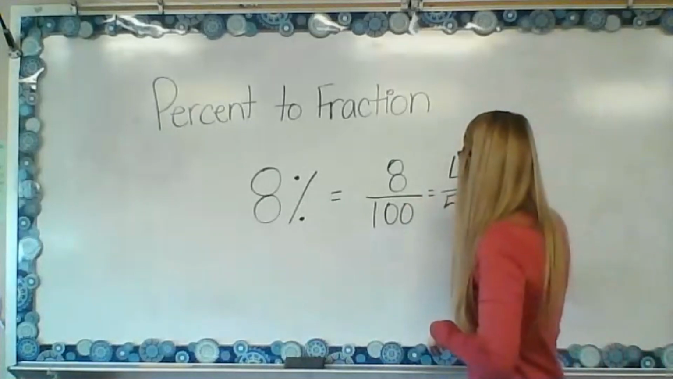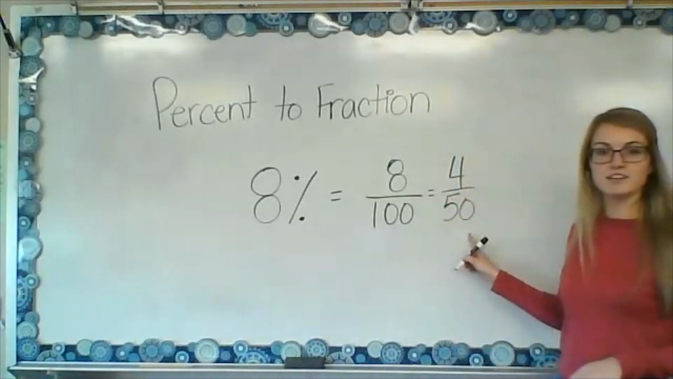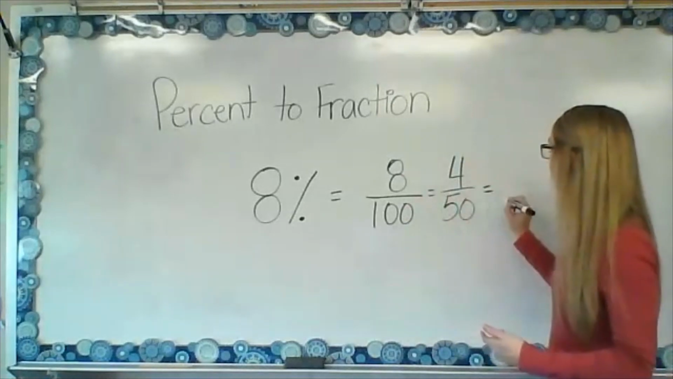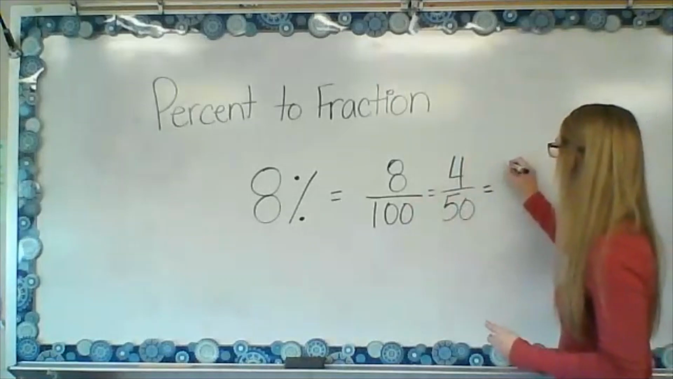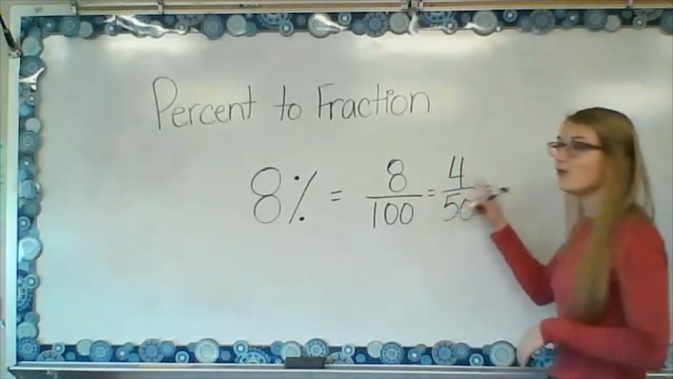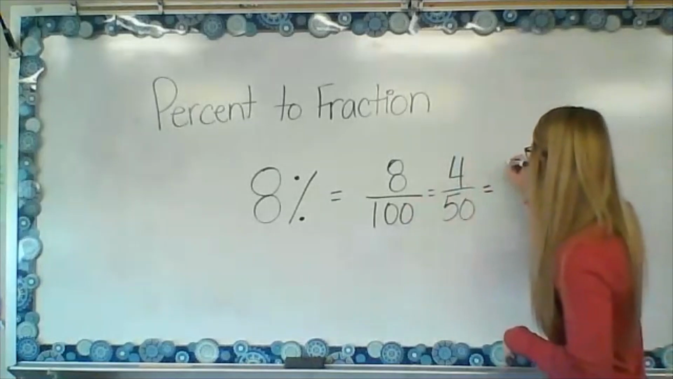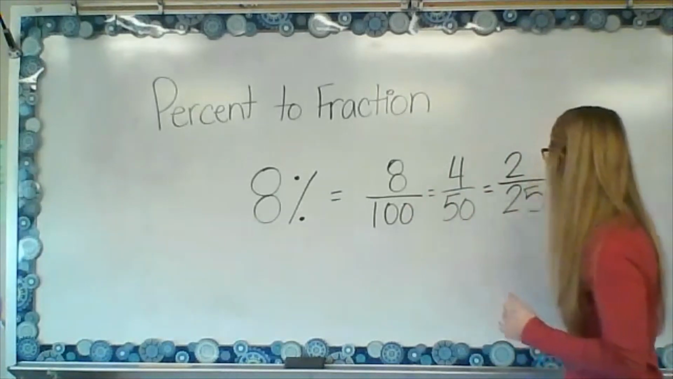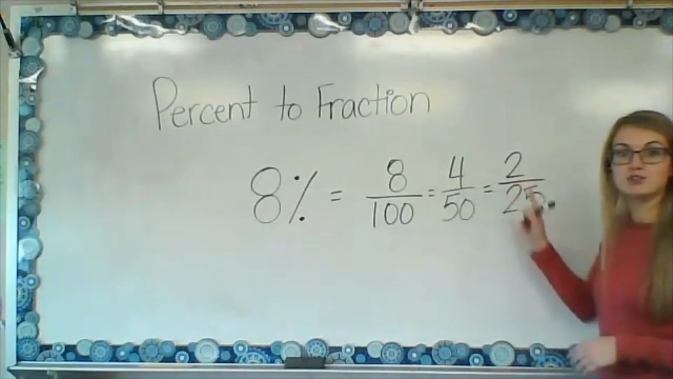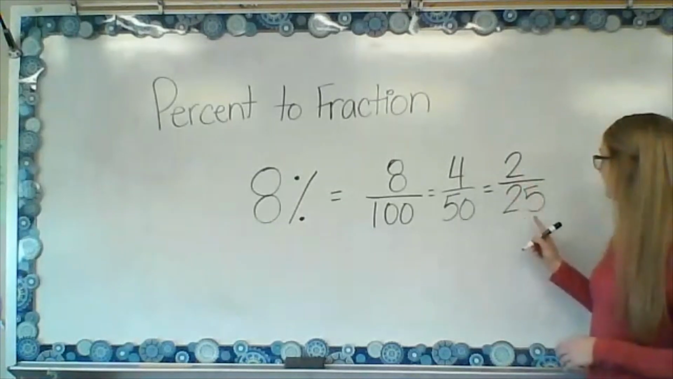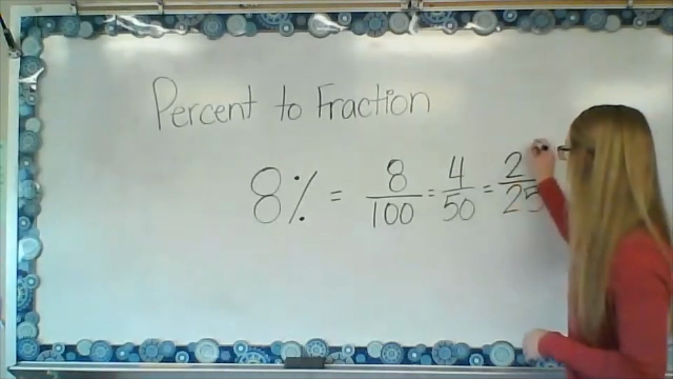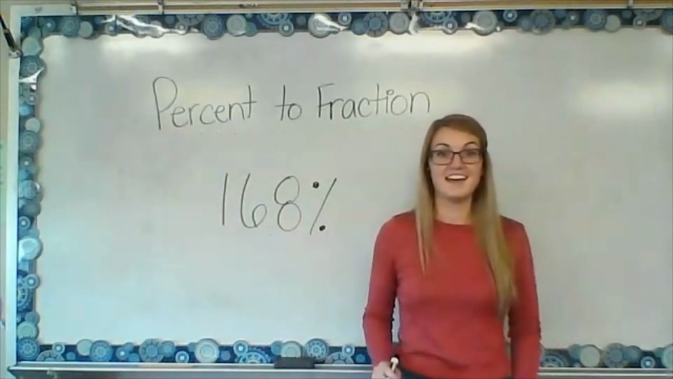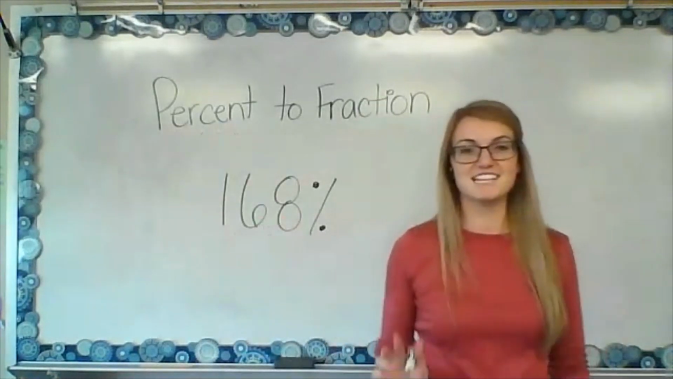50. Oh, wait. I have 2 more even numbers. Can I keep going? Yeah, let's divide by 2 again. What's 4 divided by 2? 2. What's 50 divided by 2? 25. Okay, now I got to look at this. Is there anything that goes into 2 and 25? Not that I can see. So 8% equals 2/25.